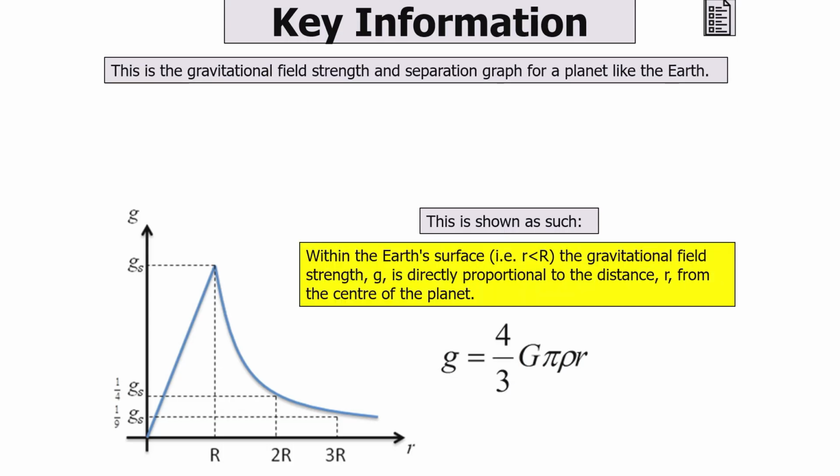So this tells us that within the Earth's surface, i.e. when small r is smaller than big R, the gravitational field strength g is directly proportional to the distance r from the centre of the planet. Now as we mentioned before, gravitational field strength is a vector quantity.